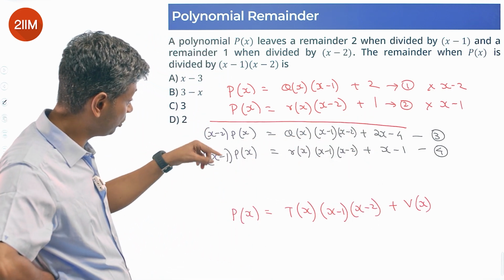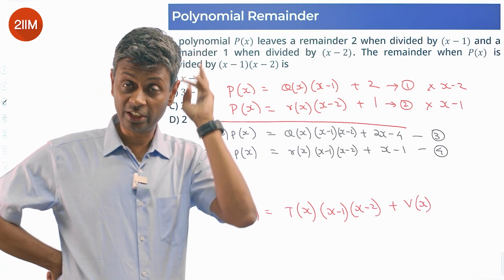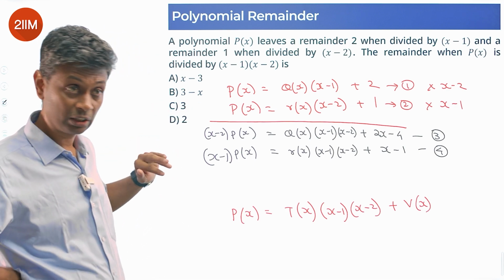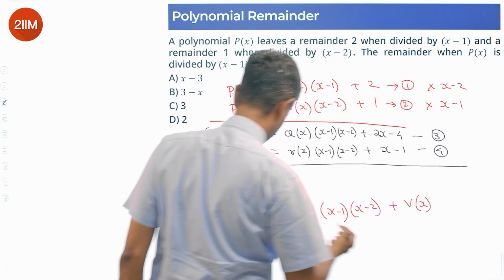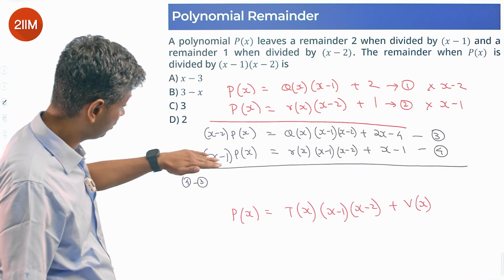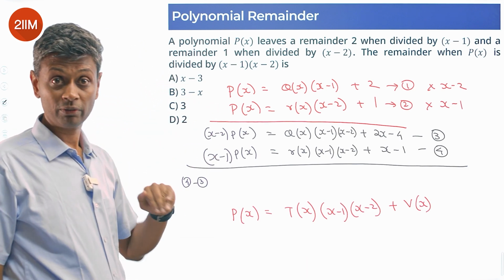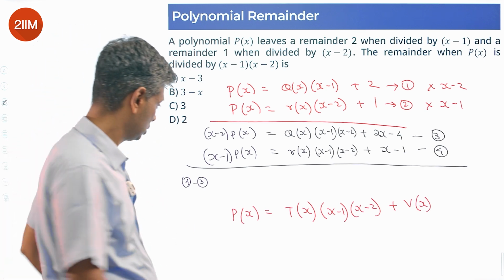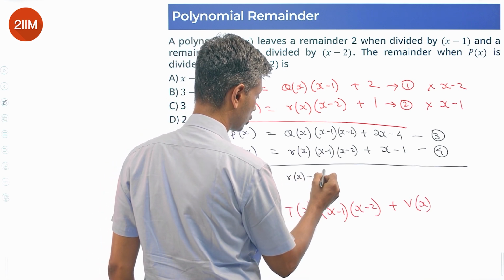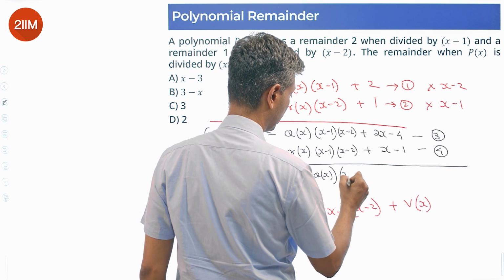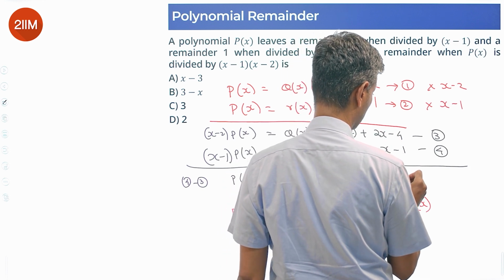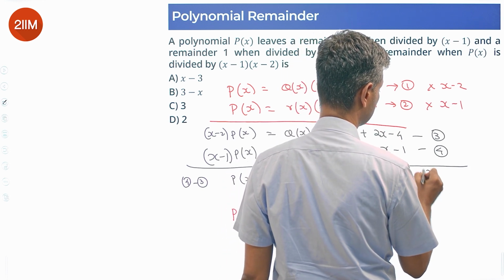But then that will be x minus 2 into p of x plus x minus 1 into p of x, 2x minus 3 times p of x, which I'm not very happy with. But if I subtract one from the other, equation 4 minus equation 3, from x minus 1 I subtract x minus 2. I'll get p of x equals r of x minus q of x times x minus 1 into x minus 2 plus x minus 1 minus 2x plus 4 minus x plus 3.